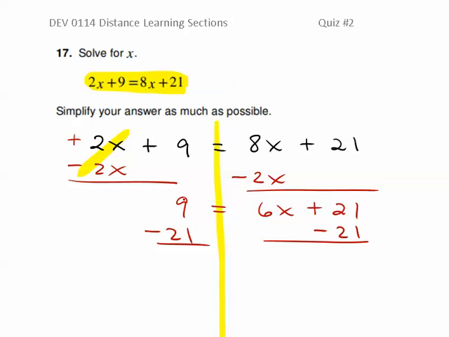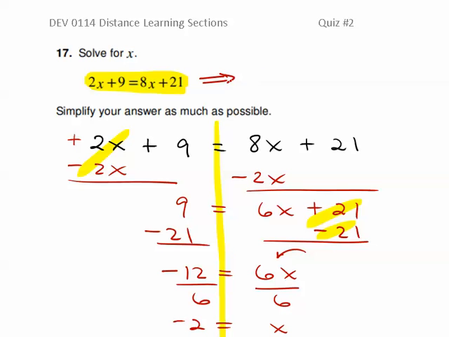Be careful with your signs. We have 9 minus 21, that's negative 12, is equal to 6x. On the right-hand side, the 21s will cancel. They're equal to 0, so 6x plus 0 is 6x. So now that the constant and the variable terms are on opposite sides of the equal sign, we can now get rid of the 6. Remember, 6x means 6 times x. So the opposite of multiplying by 6 is division by 6. We're going to divide both sides by 6. That gives us our answer, x is equal to negative 2. So our answer to this equation is x equals negative 2.